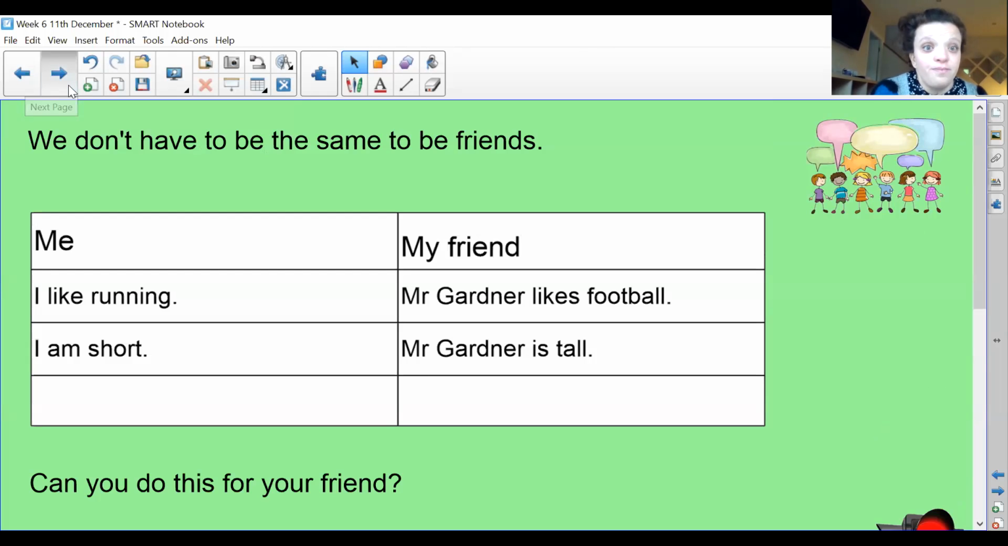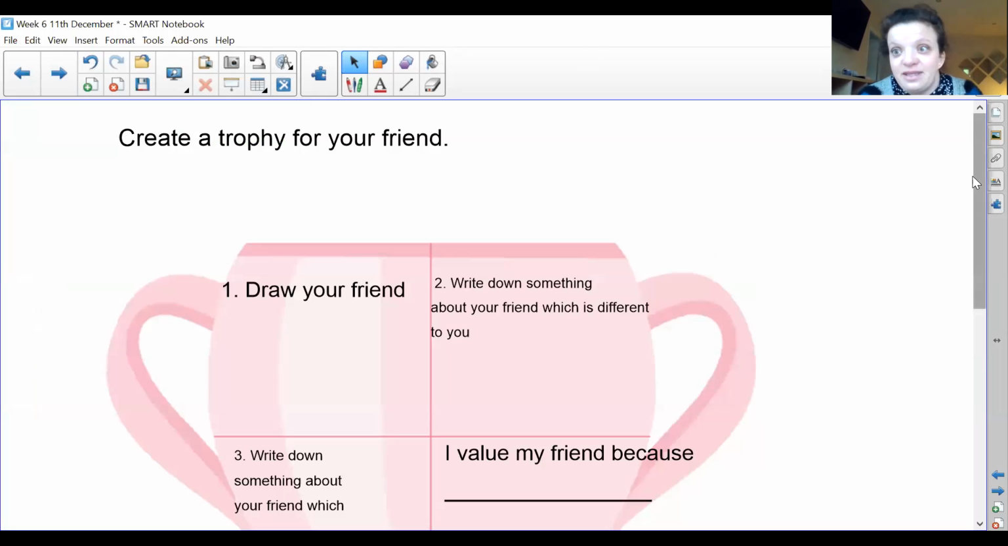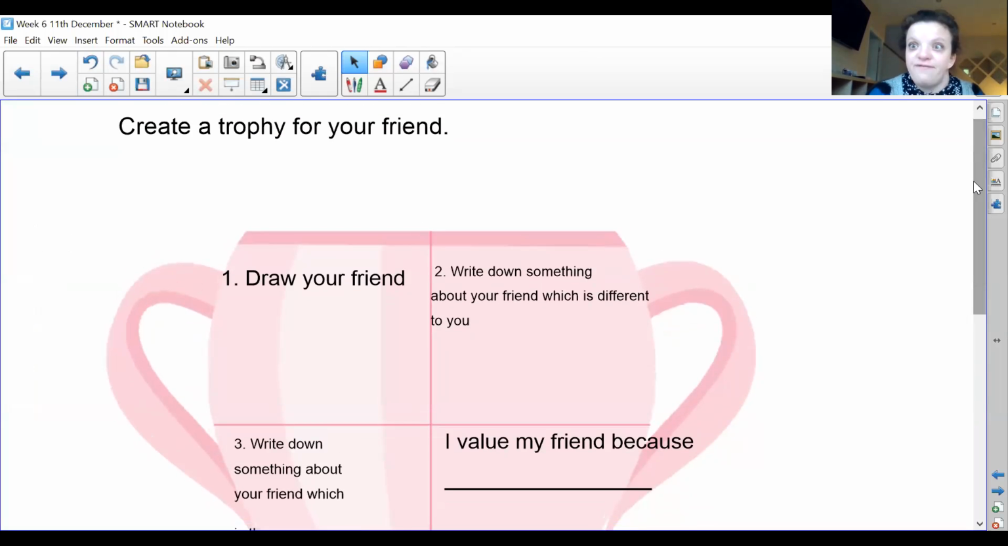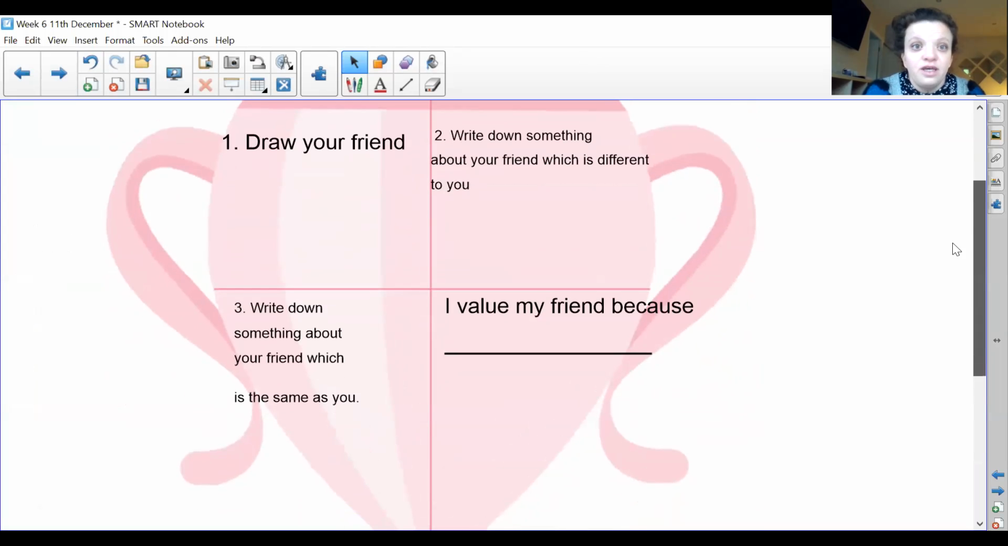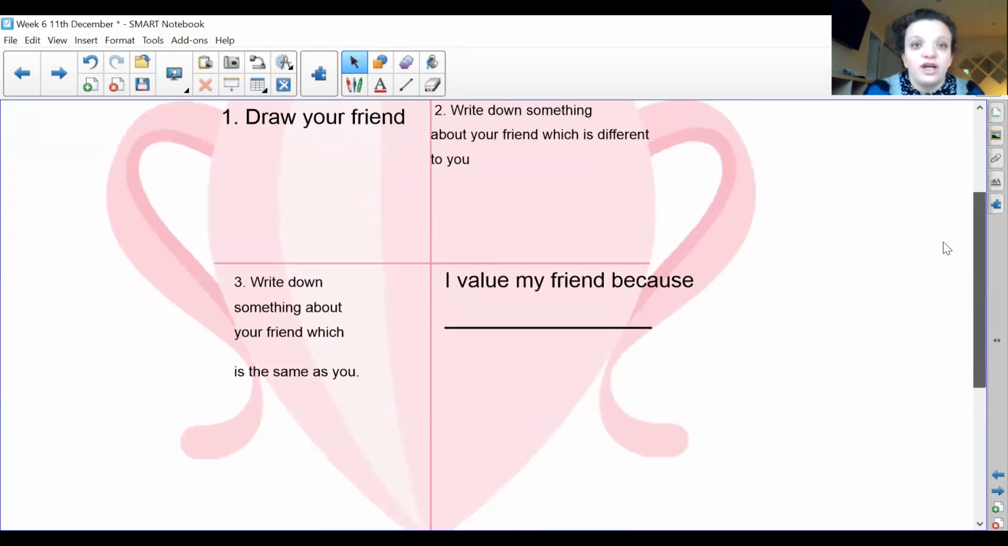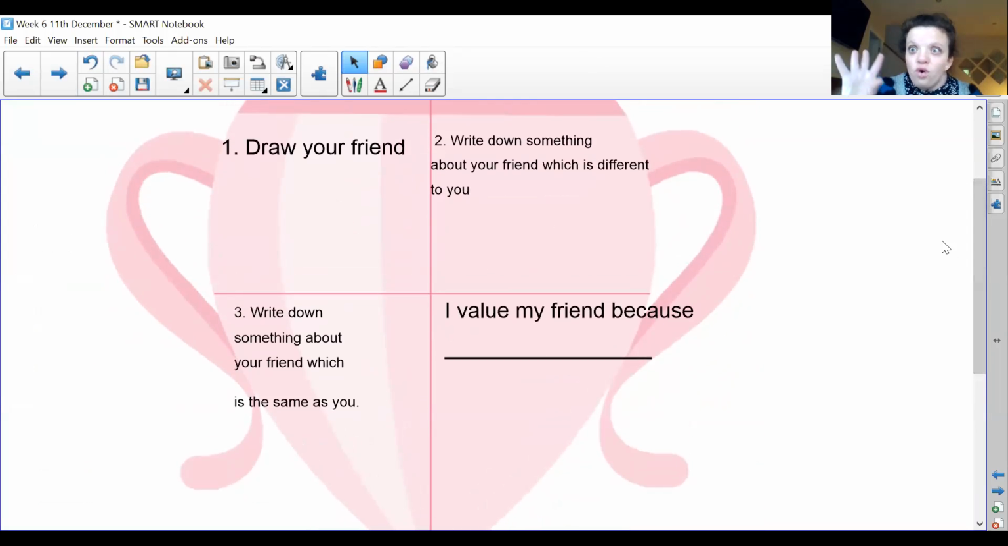Okay, let's move on. So the final part of the lesson that you're going to do today is you're going to create a trophy for a friend, and you can bring it into school when we're back at school and give it to your friend if it's a friend at school, or if it's a friend at home, maybe you want to post it or deliver it to their house when you can and stuff like that. So you're going to draw a trophy, exactly the same one as mine, okay, and then you're going to have a go at writing 4 different things inside the trophy for them to have and enjoy.